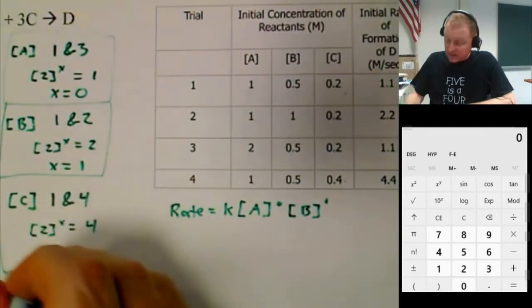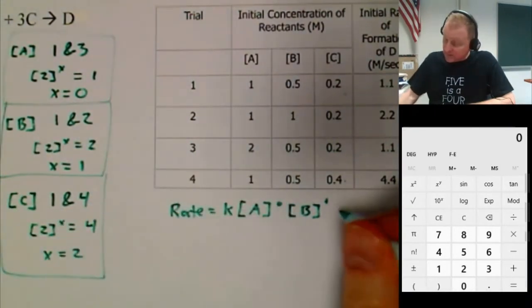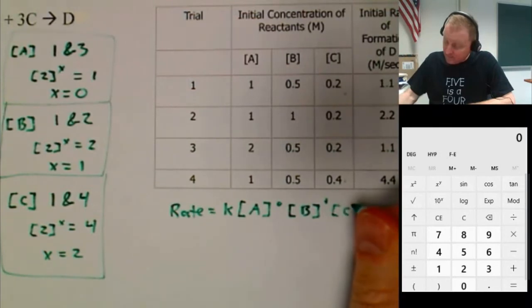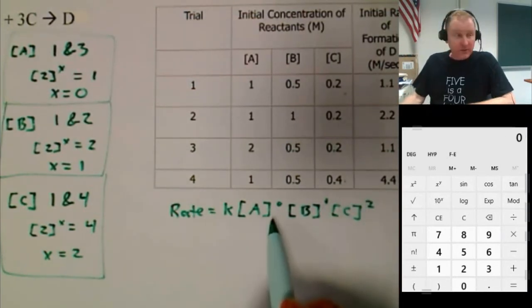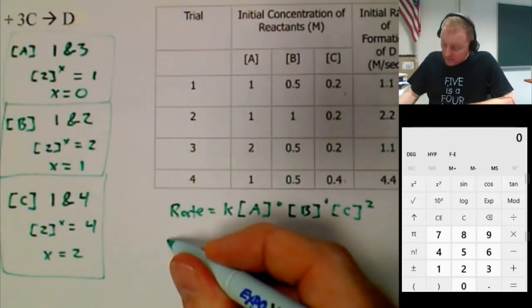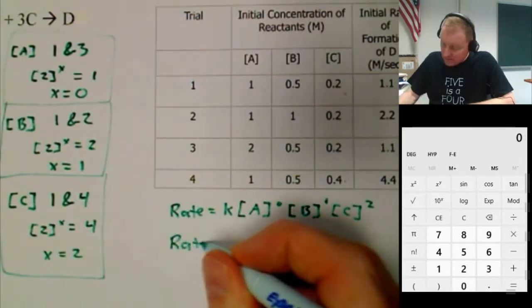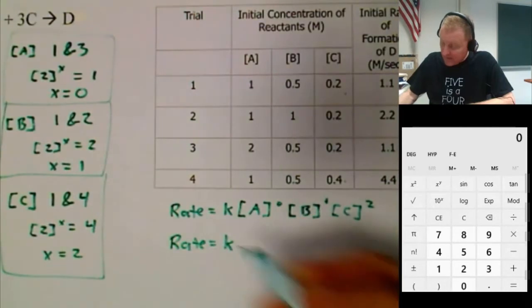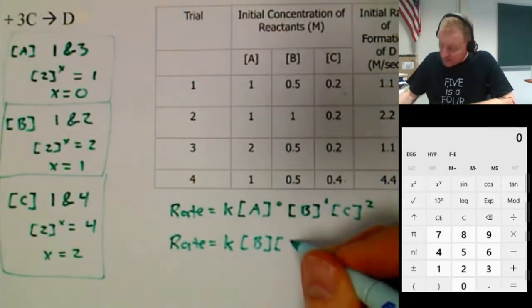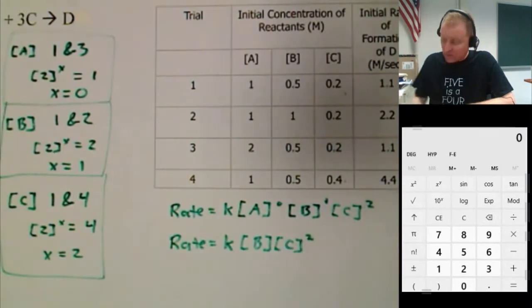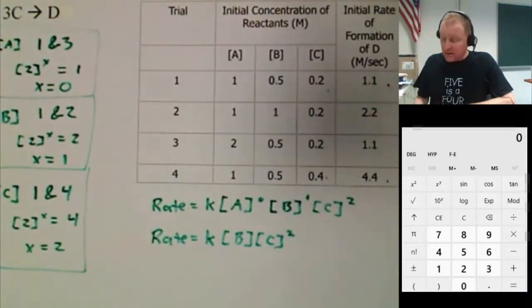This is a second order reactant. So that would mean that C is second order. Now when we write that, we don't need to put the 1 and we shouldn't include 0 at all. So the rate law for this is the rate equals K times the concentration of B times the concentration of C squared. So that's our rate law. Okay? The last thing we got to do is solve for K.